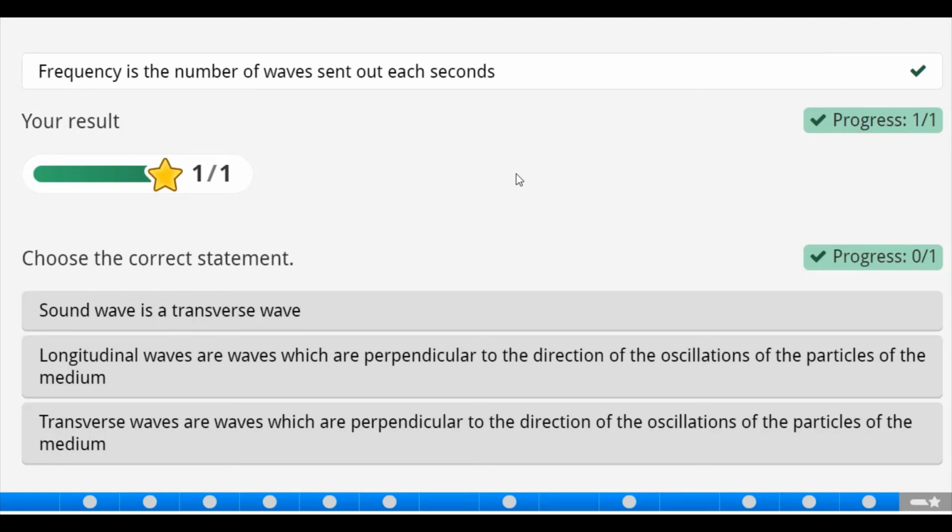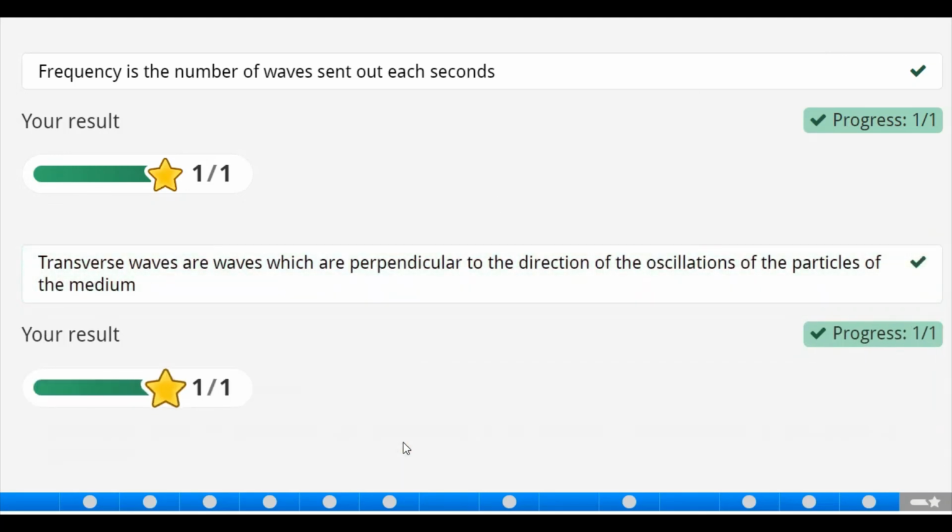Longitudinal waves are waves which are perpendicular to the direction of the oscillations of the particles of the medium. That is wrong. Longitudinal waves are always what? Parallel to the direction of oscillations of the medium. Transverse waves are perpendicular to the direction of oscillation of the particles of the medium. That is true. An example is electromagnetic waves, such as infrared radiation and the like. So we pick it and confirm. That's correct. With this, we've come to the end of this session.